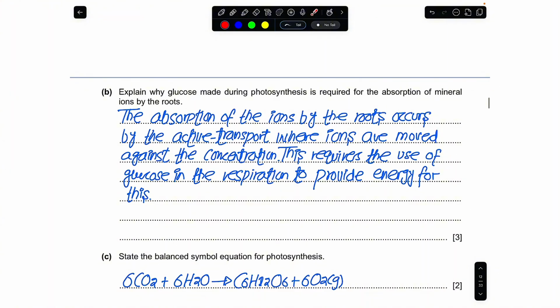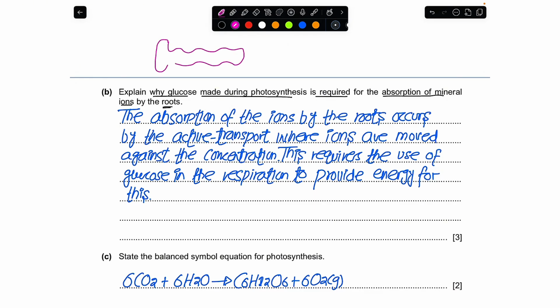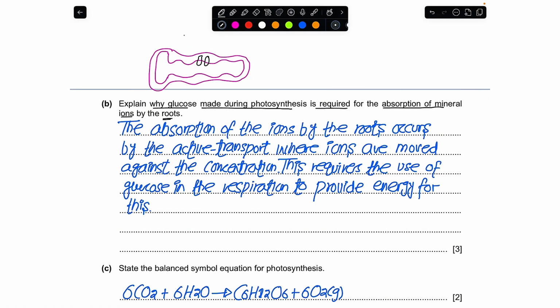They are asking us for 3 marks to explain why the glucose made during photosynthesis is required for the absorption of the mineral ions by the roots. Now, if I were to draw the root hair cell, you see they have the cell wall and the cell membrane. In their cell membrane there would be some transport proteins and carrier proteins. The root hair cells have to absorb some charged particles from the soil, and in the soil, the concentration of the charged particles is less.